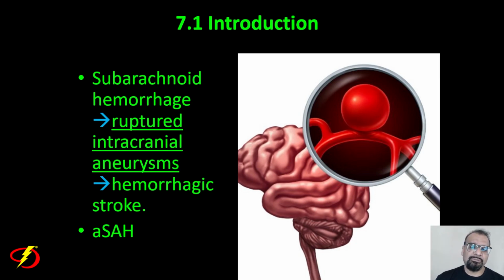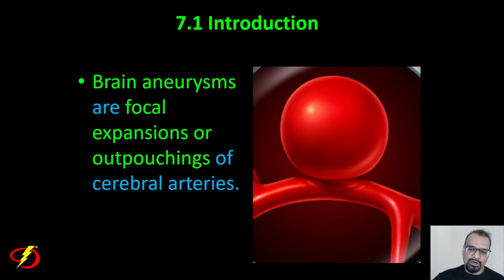So today we're talking about subarachnoid hemorrhage caused by ruptured intracranial aneurysms. Remember, this is a form of hemorrhagic stroke. When subarachnoid hemorrhage is caused by ruptured brain aneurysms, we call this aneurysmal subarachnoid hemorrhage. So when you see this little ASAH, this means aneurysmal subarachnoid hemorrhage, or subarachnoid hemorrhage caused by a ruptured brain aneurysm.